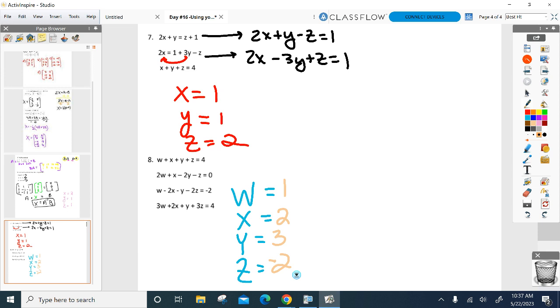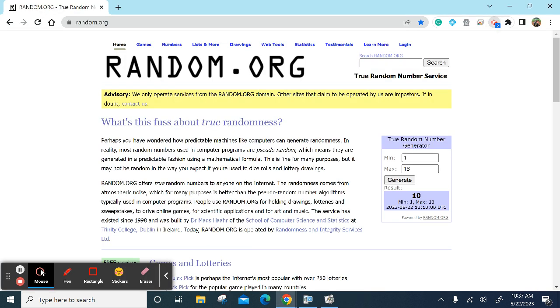You should charge your calculator and bring it to class. My calculator is three times charged right now.